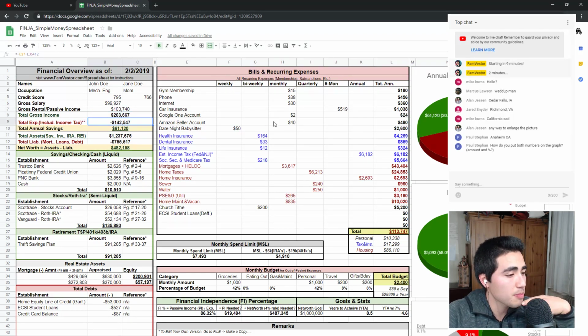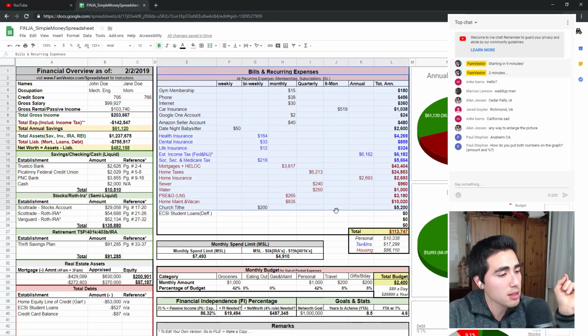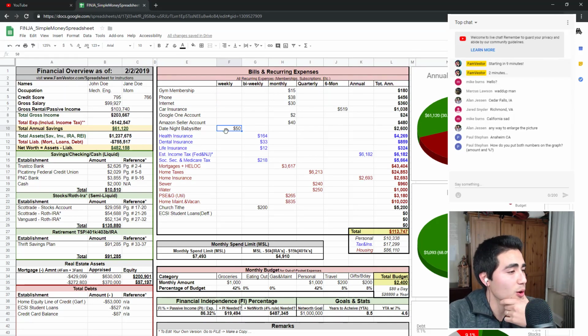And then you have your total expenses, which is a combination of all your bills and recurring expenses, things like gym memberships. We even have a date night babysitter. Thursdays we go on date nights, $50 a week, paying this babysitter 3.5 hours. Pretty good salary, I think. Pretty good deal. If you want to babysit, hit me up.